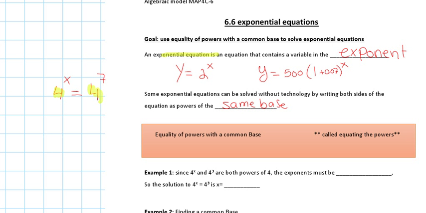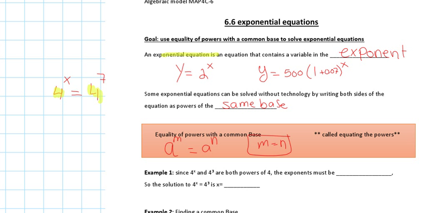Okay? So this is what this whole sentence says. Some exponential equations can be solved without technology by writing both sides of the equation as powers of the same base. So my goal is to force the base to be the same. Making the bases the same automatically allows my exponent to be the same.